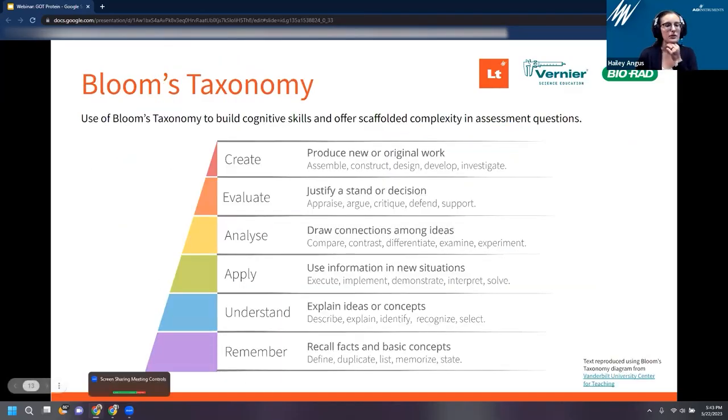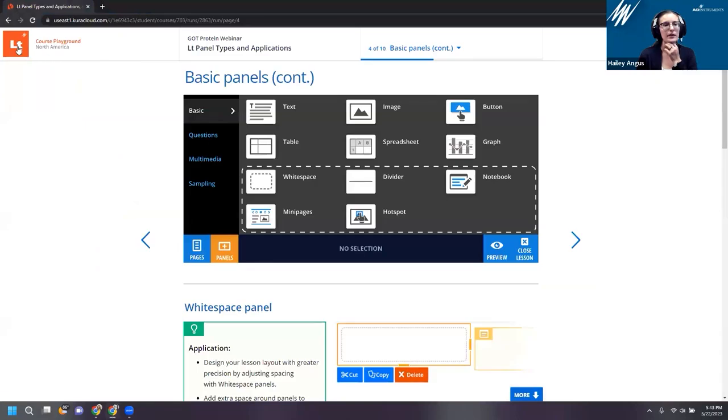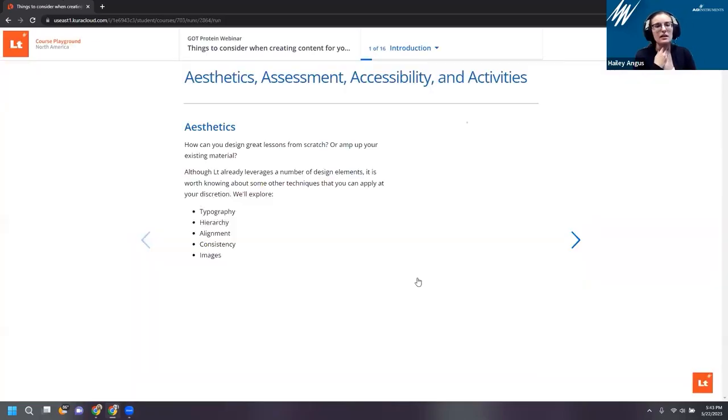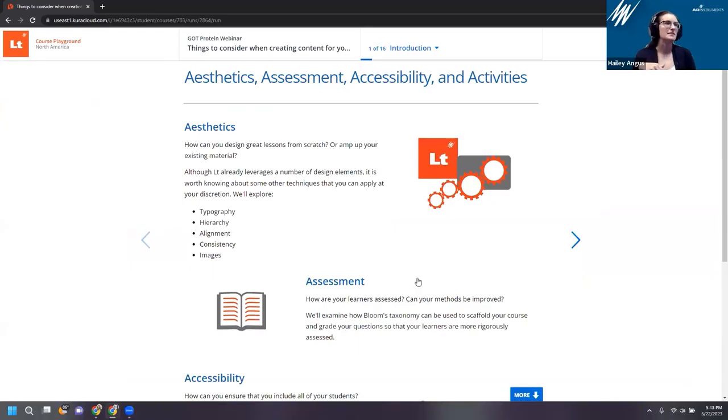And so back to our LT course, we'll go back to our course playground, and your students can navigate. There's actually a lesson that teaches them how to navigate around in LT. I've been doing it a lot, so it's a little bit easier for me. But I really like this "things to consider when creating content for your course." If you click on this, this will talk about all the different things that we think instructors should consider, whether they're using LT or not. These are great things to think about when you're creating content for your students.